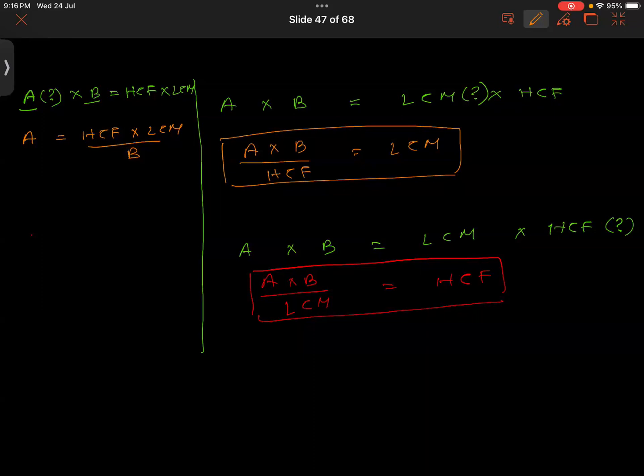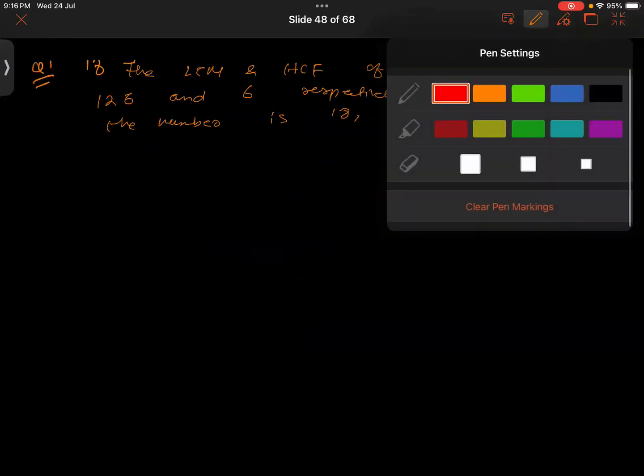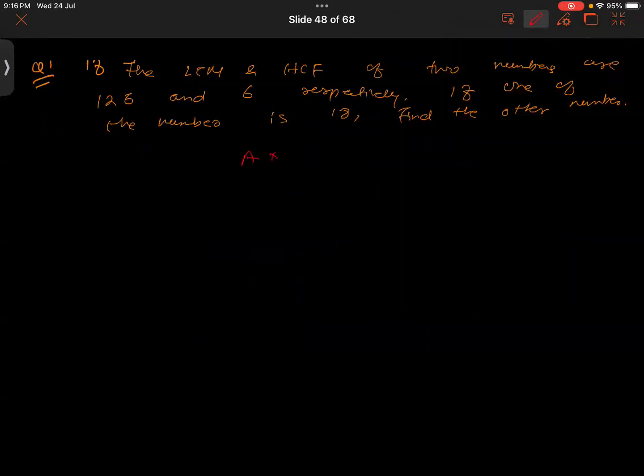So try understanding this question. The question is A multiplied by B equals LCM multiplied by HCF. One of the numbers is given, that is 18. So write the number 18. Let's say that A is given as 18, but you don't know B. You can take either A as 18 or B as 18. You don't have to strictly follow that.